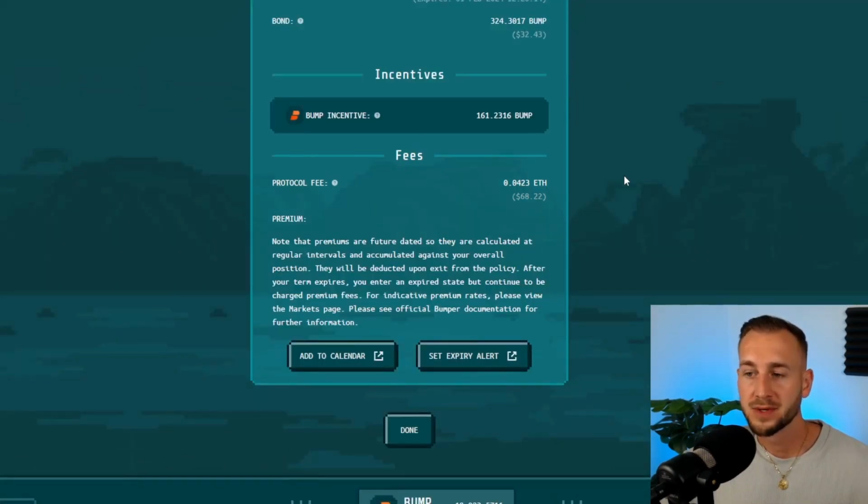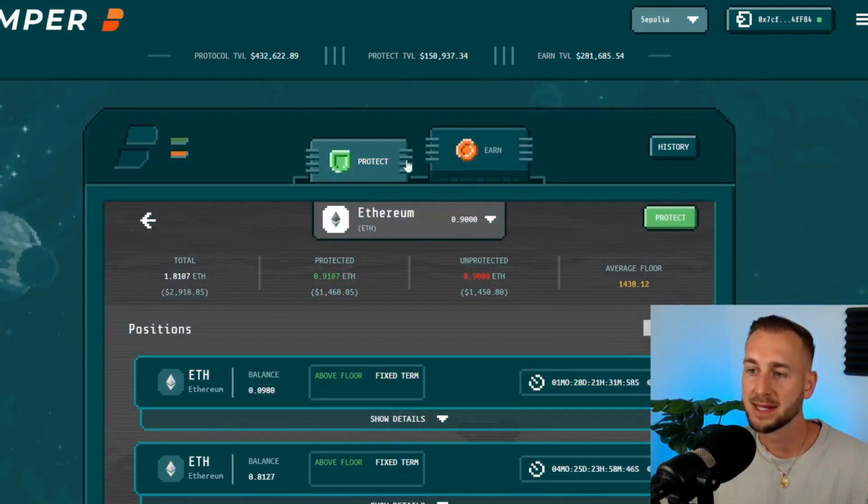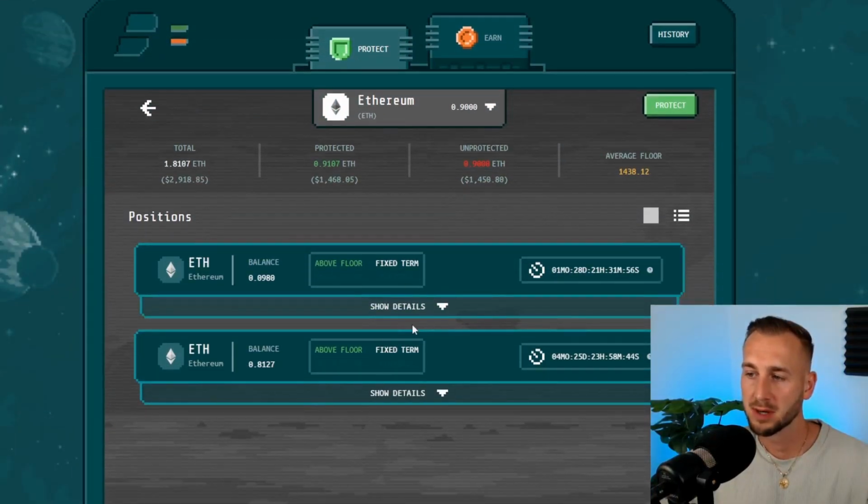Scrolling down to the bottom, you can see these are quite important. Add to calendar, a reminder of when your policy actually expires. And you can also set the expiry alert as well. You will definitely want to do that due to the fact at the end of the policy, you have 3 options: close, claim, or renew, and you need to follow that through. So back to the main Dapp here, back on Protect, you can see the 2 policies here.